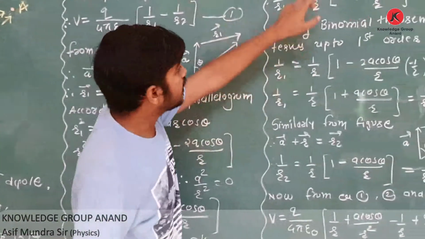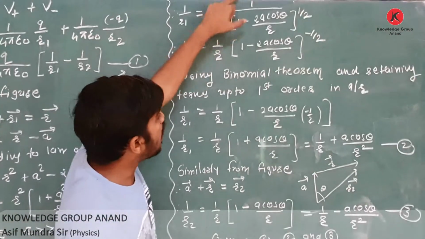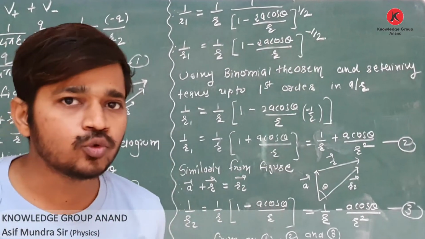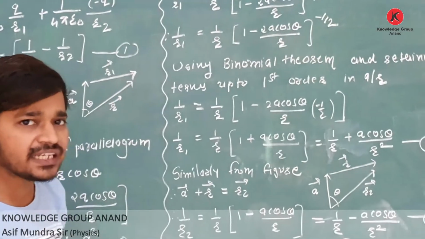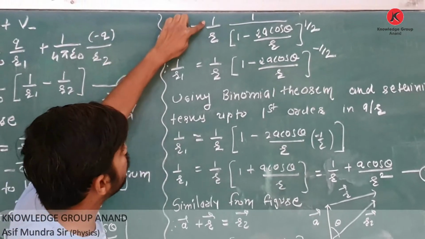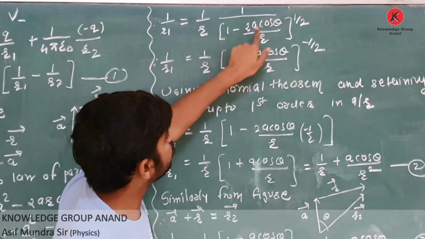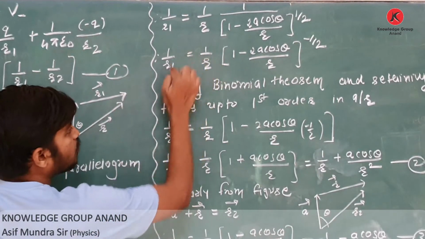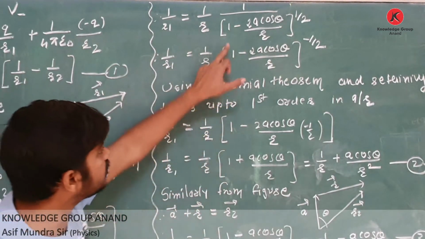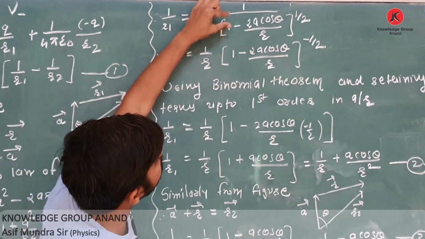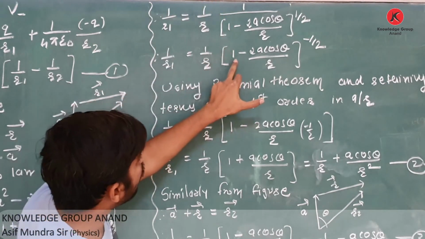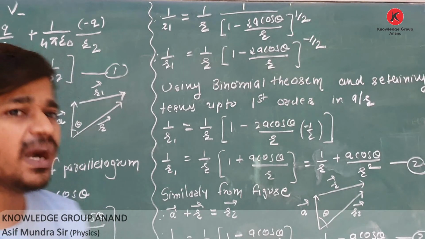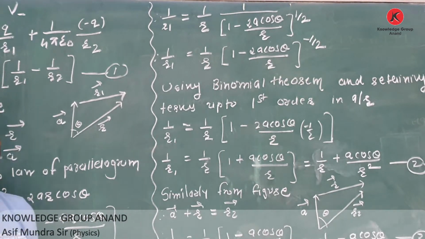1 upon r1 is equal to 1 upon r times 1 upon 1 minus 2a cos theta upon r, whole raised to 1 by 2. Okay, take its reciprocal. 1 upon r1 is equal to 1 upon r, 1 upon 1 minus 2a cos theta upon r raised to 1 by 2. 1 upon r as it is. Now see how to write this term. If you take this term in numerator, then how to write? 1 minus 2a cos theta upon r raised to minus 1 by 2. Now, this term you have to remember.